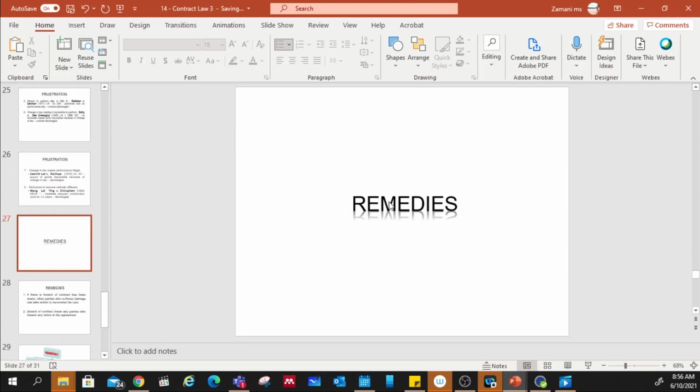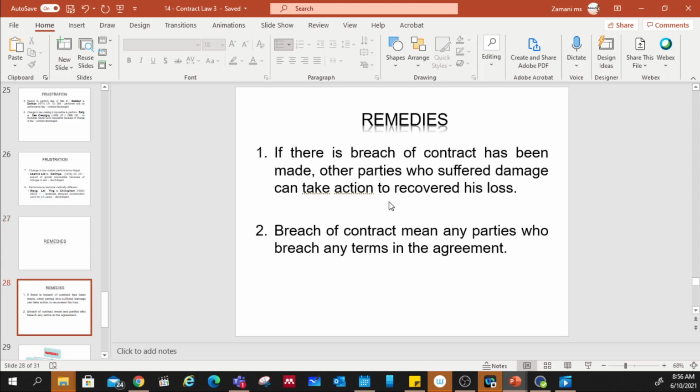Once you have a breach of contract, then you will have the remedies. So why remedies? If there is a breach of contract, the other party who suffers damage from the contract can take action to recover his loss. That is very important, because if the person who received the contract breached it, not frustrated, then you can get some remedies. Breach of contract means any party who breaches any term in the agreement. So remedies come from the breach.